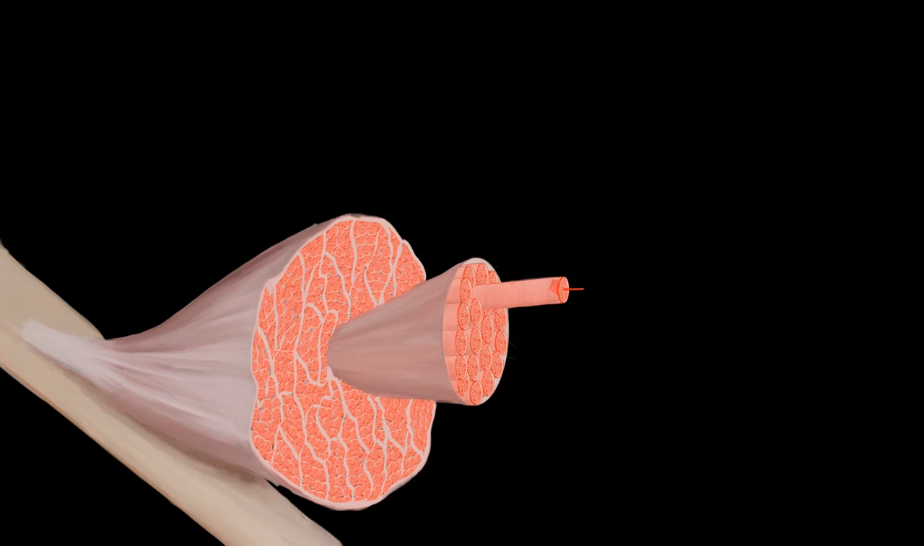I'm going to walk you through the structural levels of organization in the muscle, starting from the whole muscle and then walking you all the way down to the myofilaments, actin and myosin. So this is our whole muscle. Whole muscles are wrapped in a layer of connective tissue called the epimysium, which is a dense irregular connective tissue.